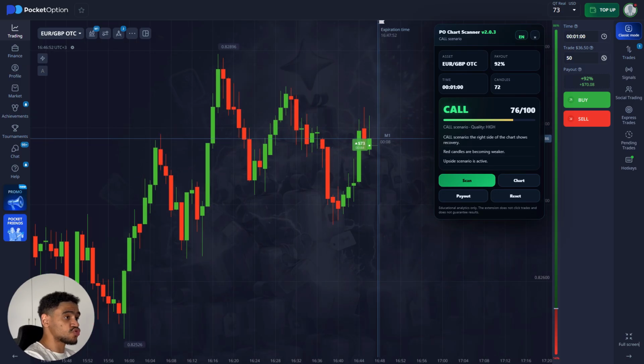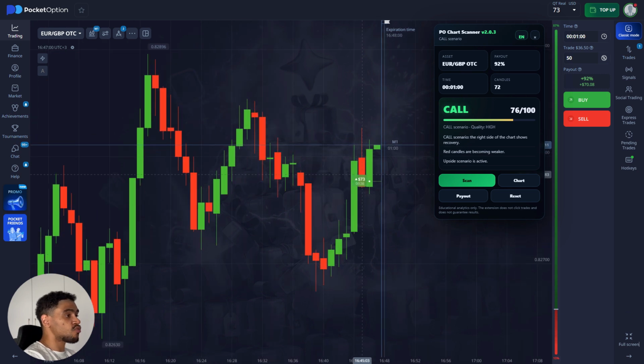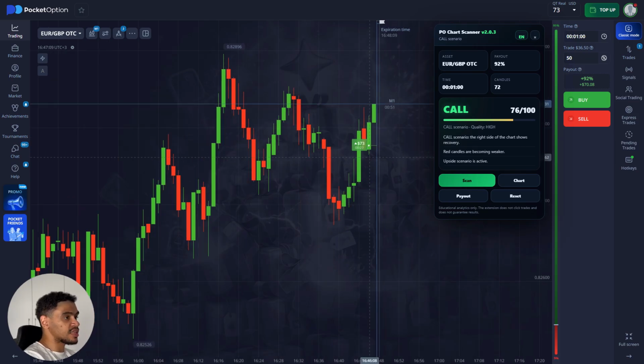This is not the strongest one, of course. The right side of the chart shows recovery. Red candles are becoming weaker. Upside scenario is active, and you can see that right here. We have strong bullish candles. We have one red candle amidst it, and definitely this looks like an upside scenario. And again, we're placing our trade, and this is going to take us already to almost $240, just like that.